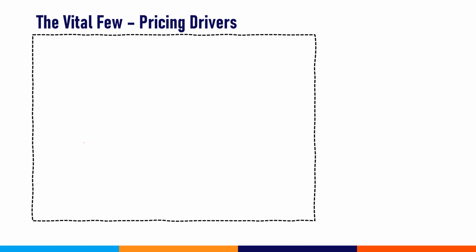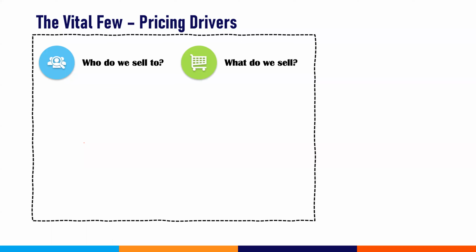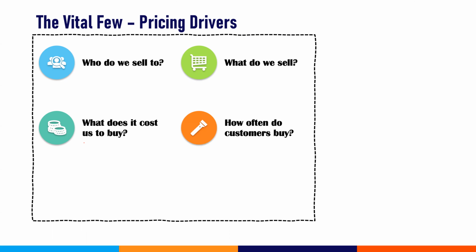So when it comes to pricing, there are 5 fundamental questions. The first thing is, who do we sell to? The second thing is, what do we sell? A product, service, or a combination? Third, what does it cost us to buy? Because we need to know how much it really costs us to procure, because only then do we know how much we need to make in order to cover that cost, and of course, make money on top of that. The fourth thing is, how often do customers buy it?